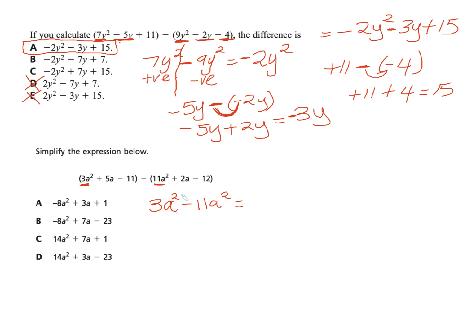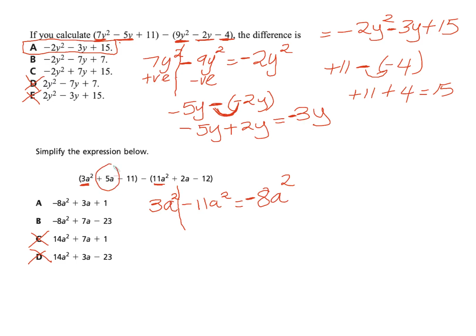Again, if you don't like the subtraction, I just draw a line here. This side is positive, this side is negative. When the signs are different, I subtract. When you subtract, you're going to get 8a squared. Who is bigger? The 11. So I'm going to keep my negative. Eliminating C and D.